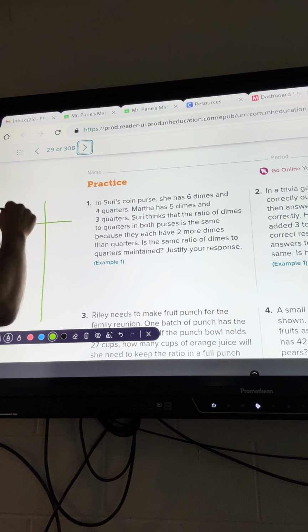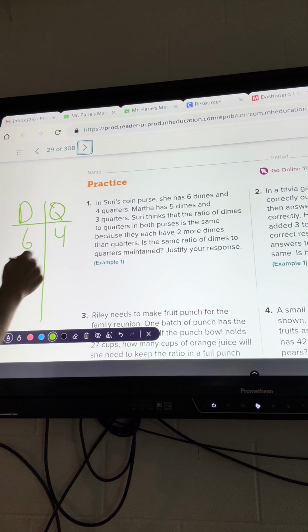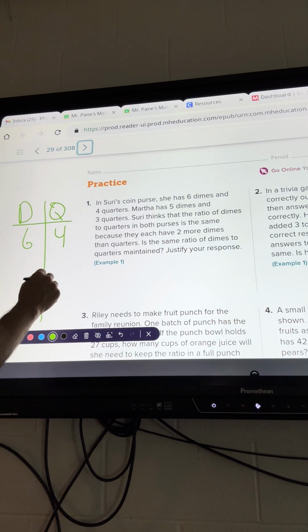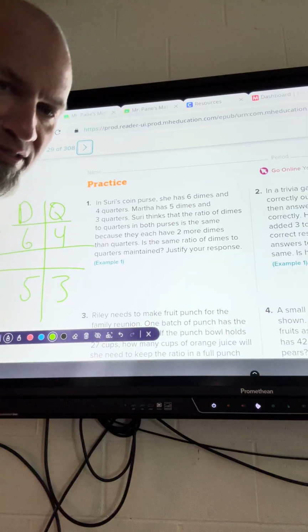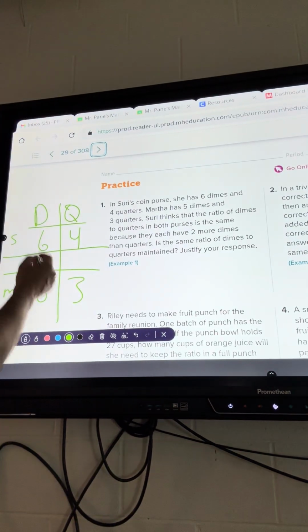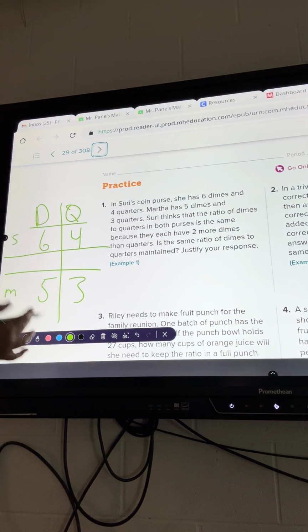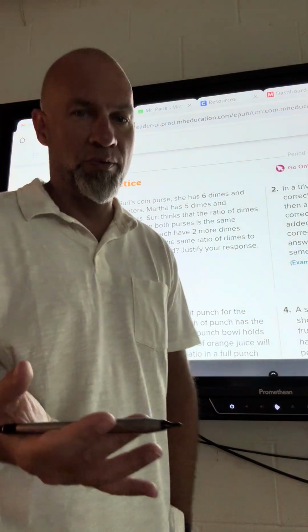And what I'll do is have this be dimes and quarters. And Suri is 6 dimes to 4 quarters. And meanwhile, Martha is 5 dimes to 3. Okay, so basically, there's a couple ways you could do this. You could ask yourself, is there a way you could go from 6 to 5 or 4 to 3? That's a little bit more difficult, okay?